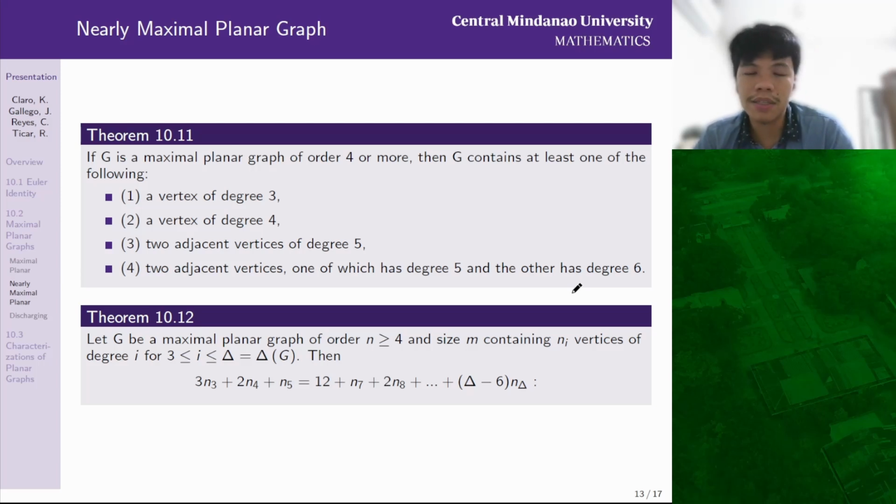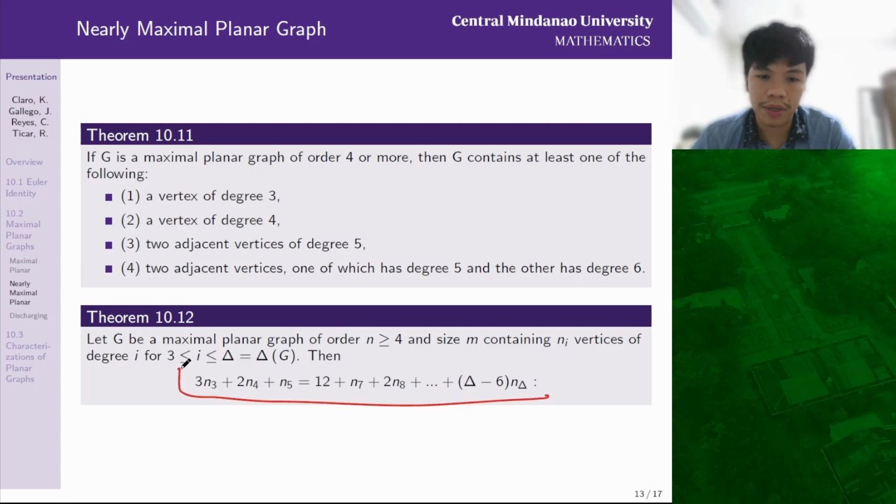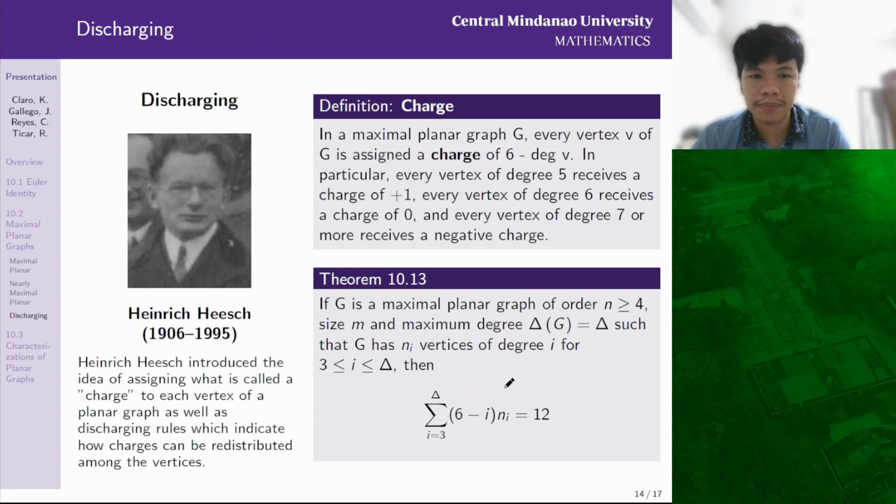Now kaning mga n sub i's, which is n sub 3, n sub 4, and so on, muna ang katamang vertices with i degrees. So kaning n sub 3, mao ning mga vertices nga with degree 3, and n sub 8, mao ning mga vertices with degree 8, and so on and so forth. Now let us remember this equation because we may need this later on.